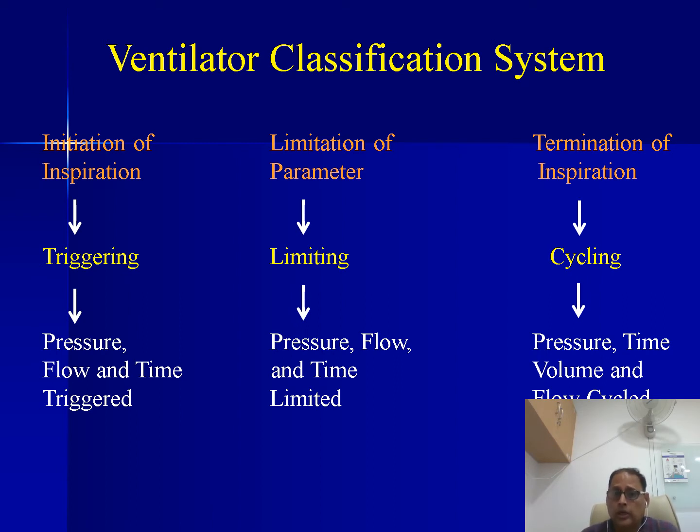Talking about limiting, now limiting is a variable which does not exceed the set level, whatever the condition of the lung. So you have set a pressure limit or a flow limit or a time limit. Your lung might be good or bad, but that particular parameter is limited here. Third and very important is the termination of inspiration, what I called earlier also cycling. So your breath could be a pressure cycled or a time cycled or a volume cycled or a flow cycled breath.